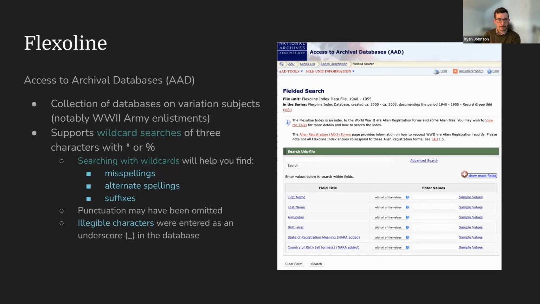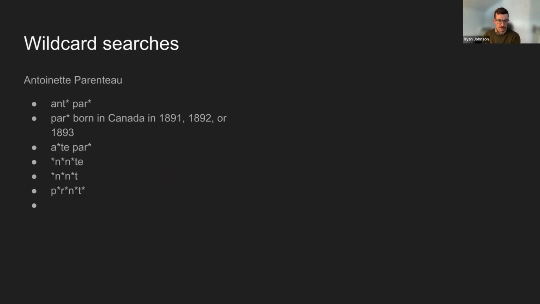Here's some examples of wildcard searches that I used in looking for one of the individuals I was interested in, just to get you to start brainstorming when you think about your individual's name. How many ways can you split it up that might help you find them in case there was a misspelling? So there's starting with the beginning of the name. There's using a fragment of a name and combining with a place or a date of birth. There's taking out the middle of the name.